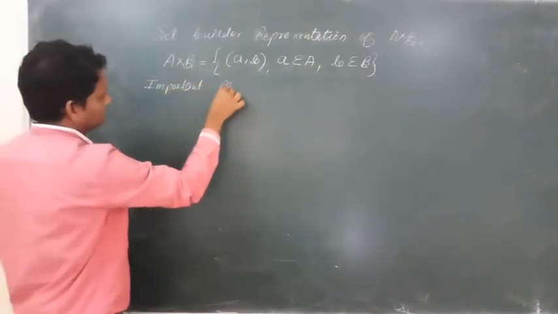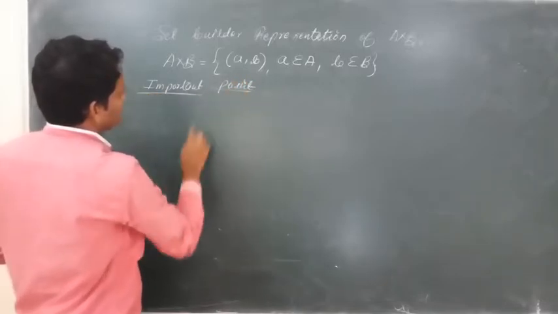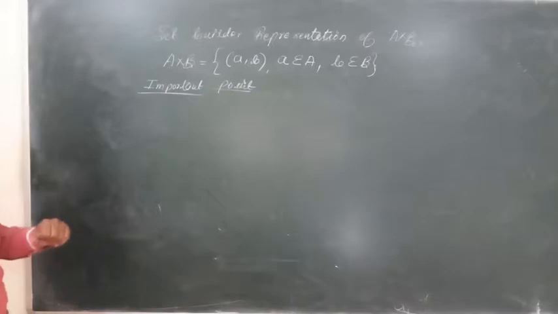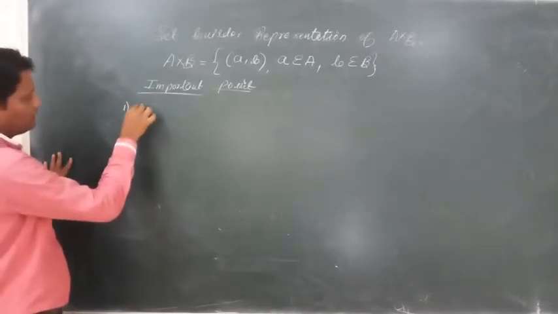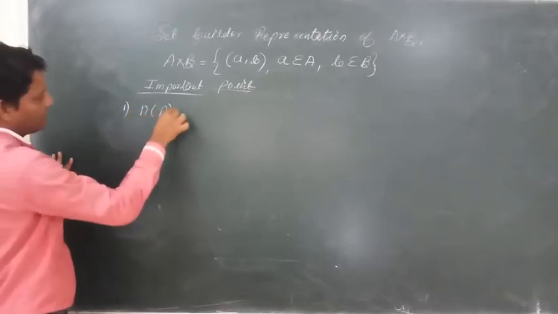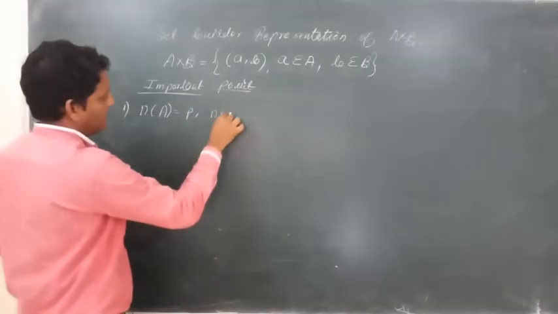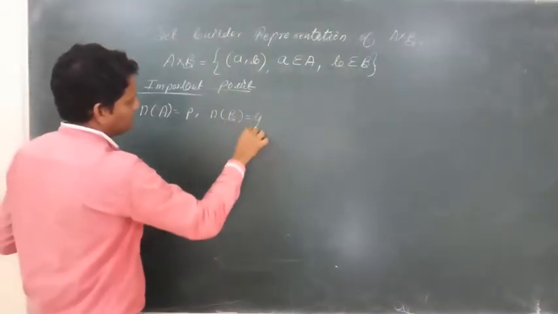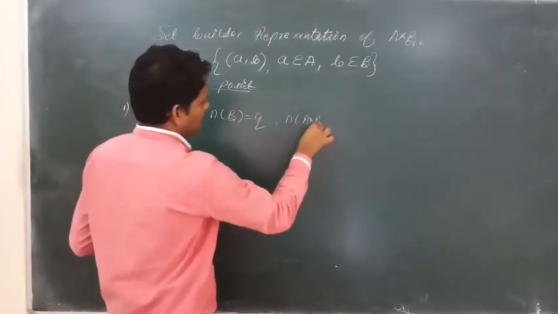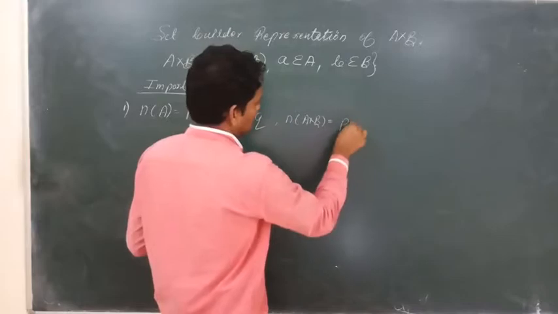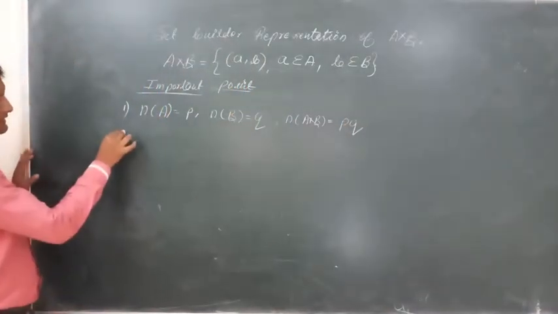Important points. Okay, children? So the first important point you are going to study is that you know this already. N of A is equal to, suppose, P, N of B is suppose Q, then N of A cross B, you know, it is P into Q. Is it clear?